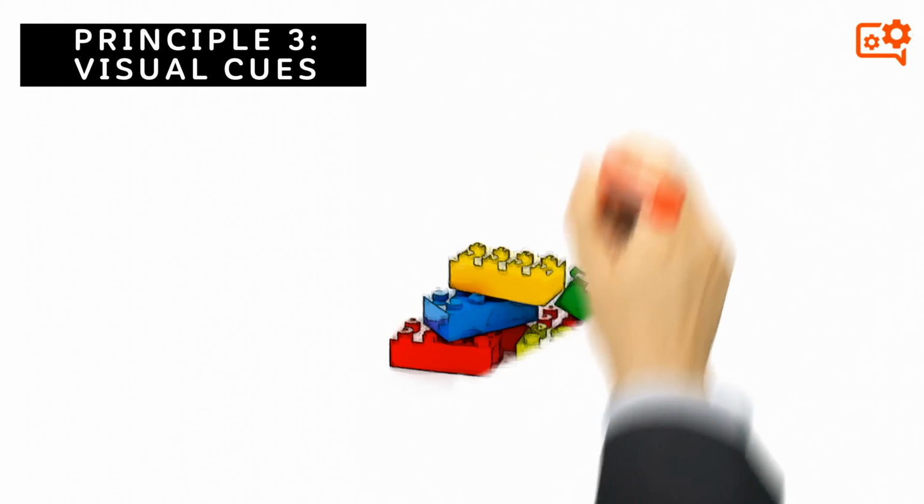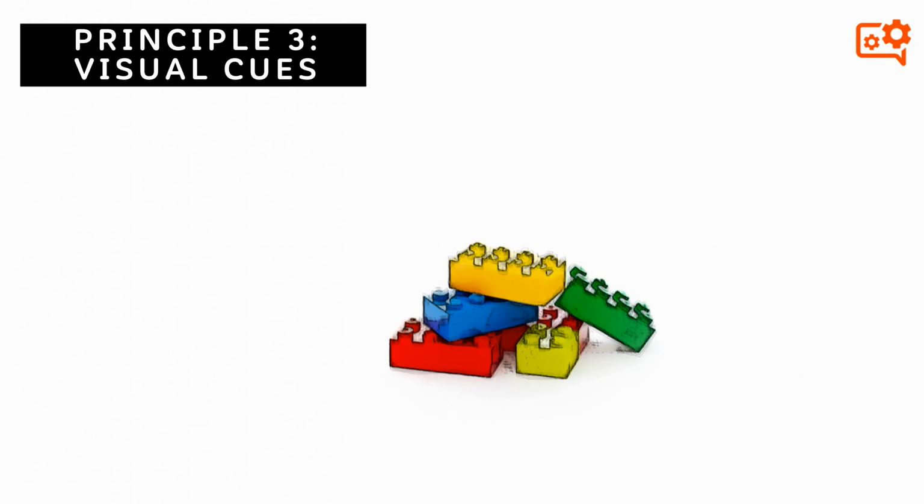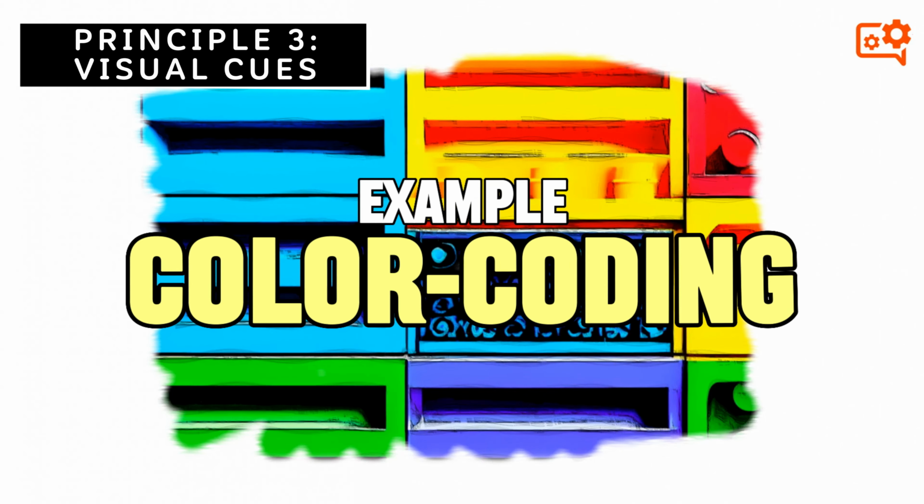The third principle of PokaYoke is to use visual cues. This means using visual aids to help operators identify and prevent errors. For example, a packaging company might use color-coded labels to differentiate between different types of products.